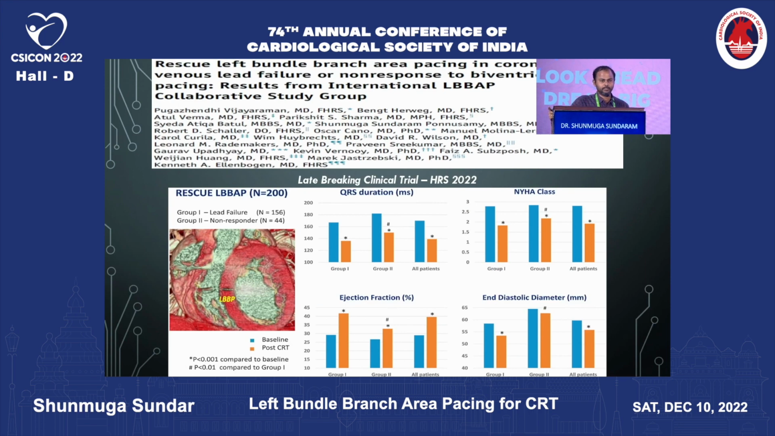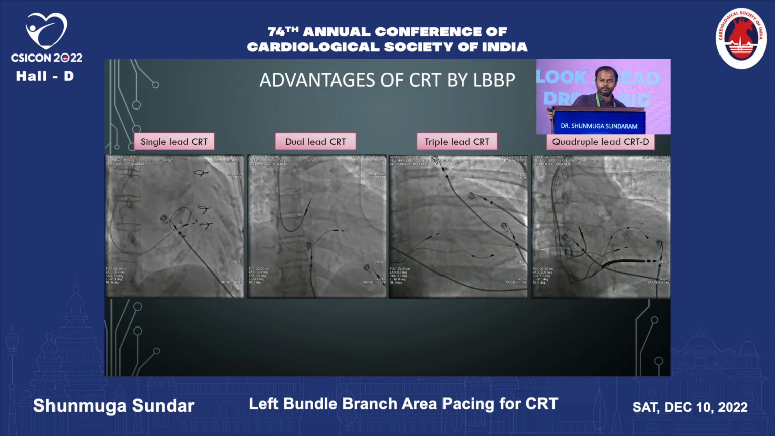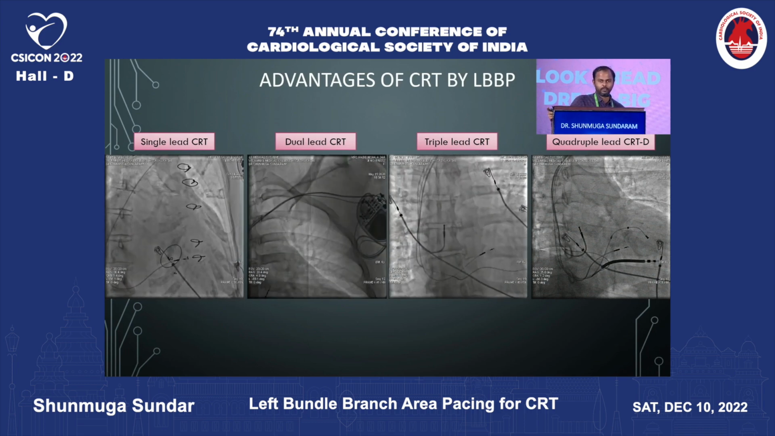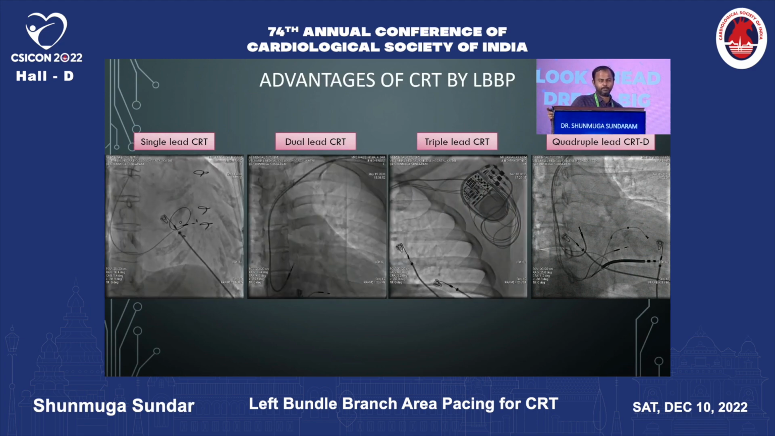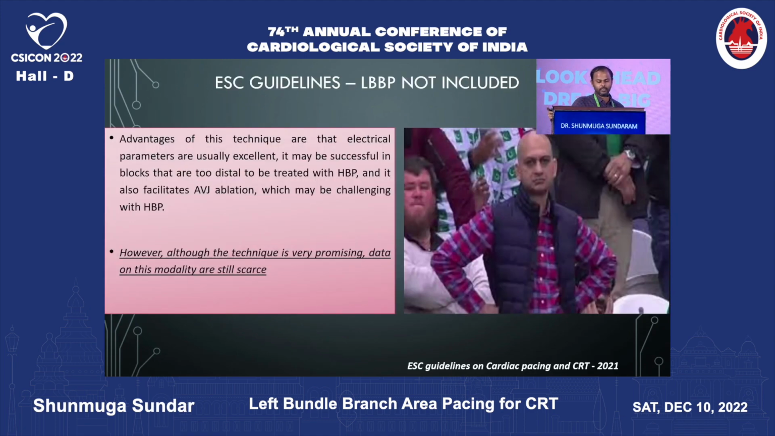Rescue left bundle branch pacing. So this was our fourth data, on those patients who had failed the conventional CS lead or in whom there was a procedural difficulty because of poor venous anatomy. We could show that even in patients who had a failed CRT, either non-responders or poor CS anatomy, there was an improvement after performing left bundle branch pacing. So, advantages: we have performed a single lead CRT in a patient with AF and LBBB, just ablate the AV node and put a single lead. Dual lead CRT in all non-ischemic cardiomyopathy patients, triple lead CRT in those patients where there is a partial correction, and quadruple lead CRT-D in patients who require a conventional ICD lead.